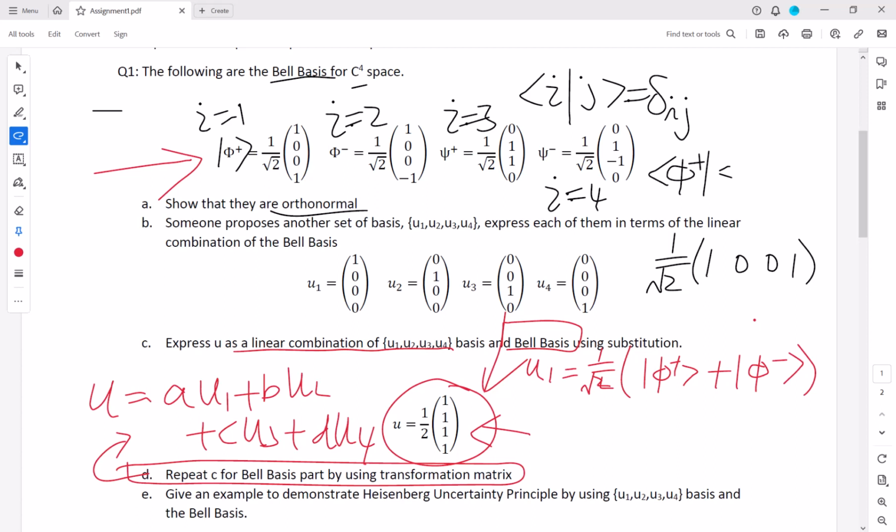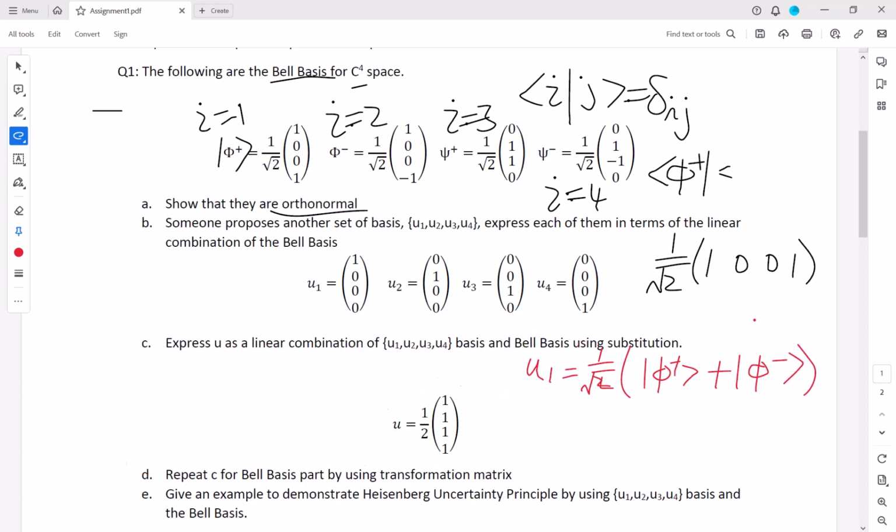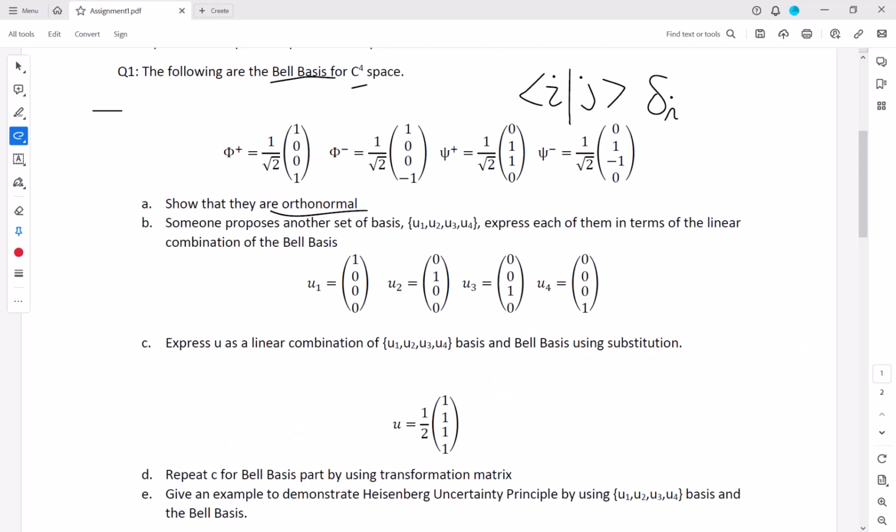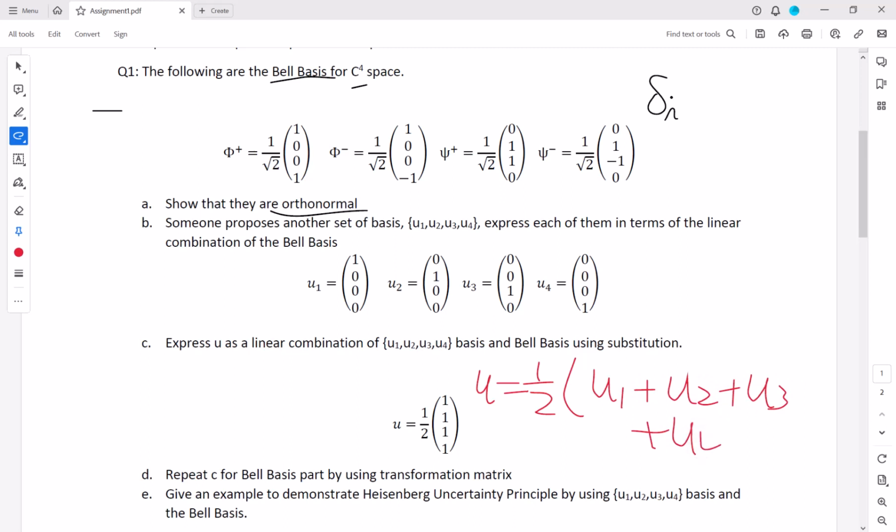Right? The first part is straightforward. Can I just say that U equals 1/2 times U1 plus U2 plus U3 plus U4? Do you agree with what I said? This one is the basic. U equals this. Do you agree? And then you already found what U is in terms of the Bell bases from part B. Then you just do substitution.